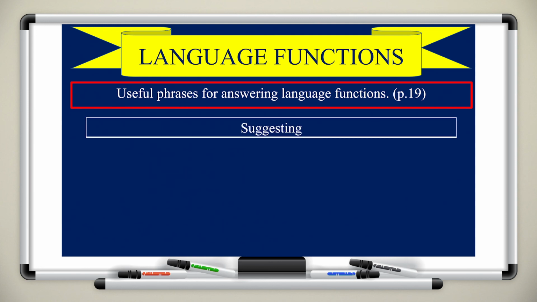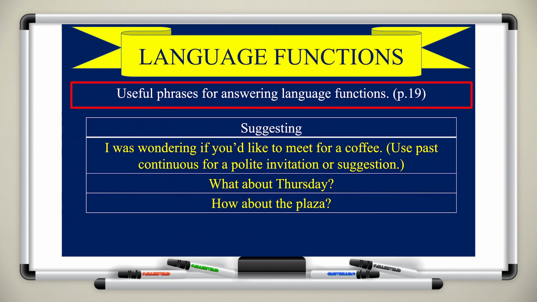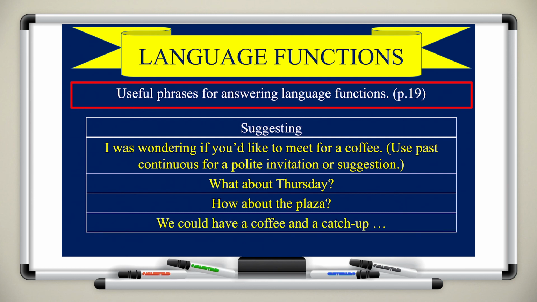So when you want to suggest something, you can say, I was wondering if you want to go to the cafe, for example. Okay? You can also say, what about Thursday? What about Friday? Or how about we meet at the plaza? Or how about we meet at the cafe? So here you are suggesting stuff to do. Okay? You can say, for example, we could have a coffee and a catch up.